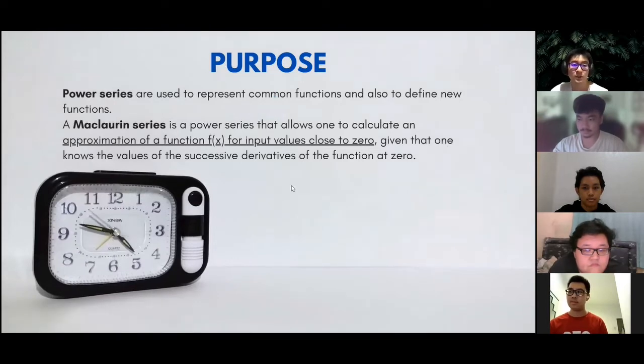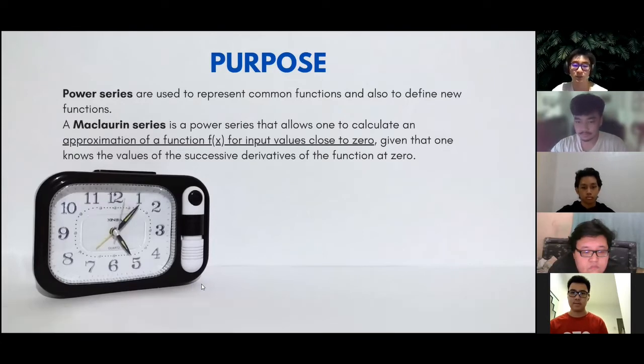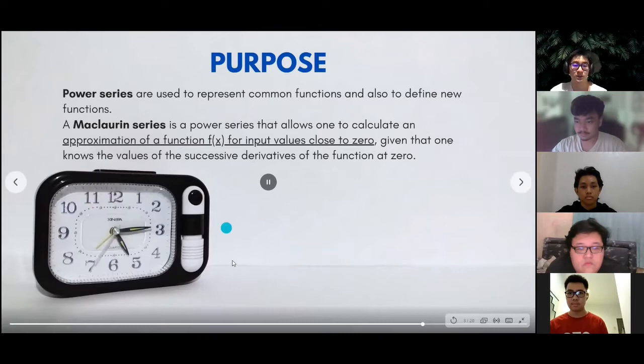The purpose of these topics is that power series are used to represent common functions and also to define new functions. A Maclaurin series is a power series that allows one to calculate an approximation of a function f of x for input values close to 0, given that one knows the values of the successive derivatives of the function at 0.